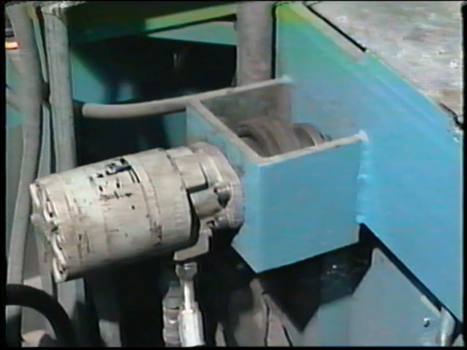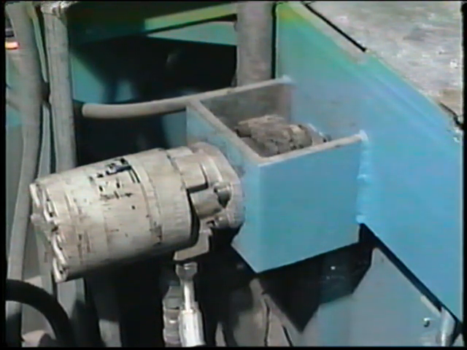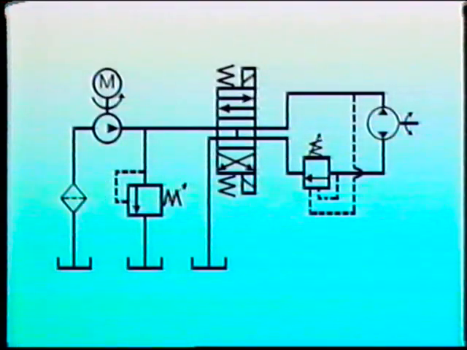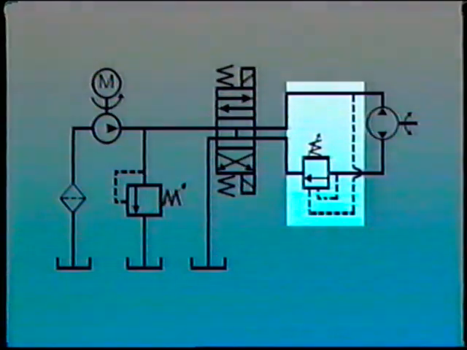Sometimes a motor is simply allowed to coast to a stop, and sometimes mechanical brakes are used. But hydraulic motors can also be dynamically braked as well. This means that the power of the motor is used to stop itself.